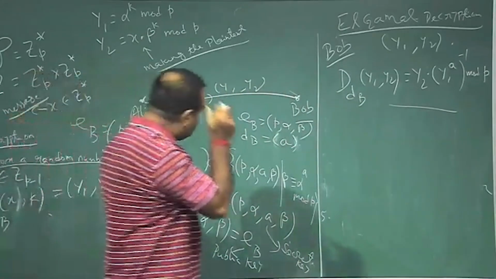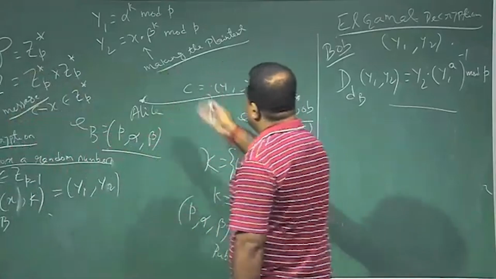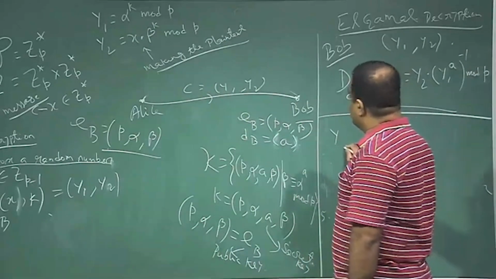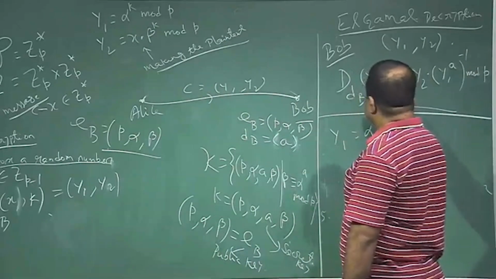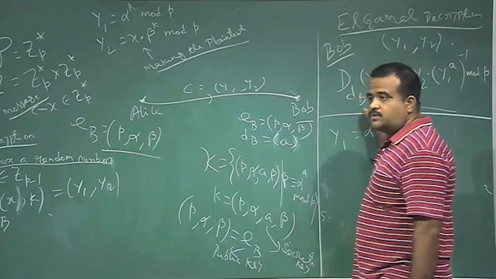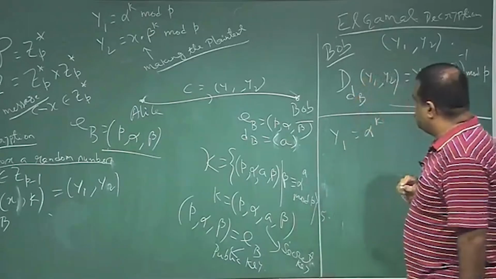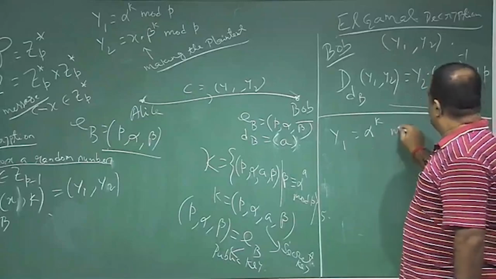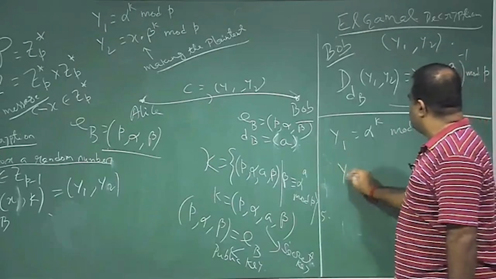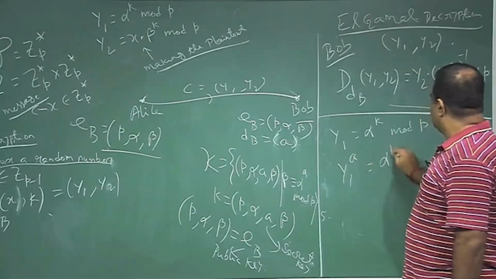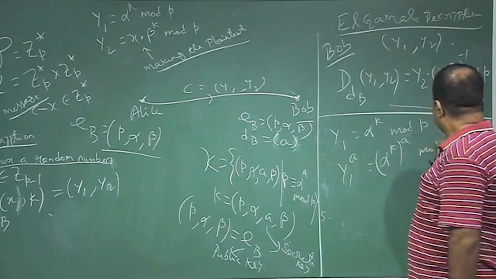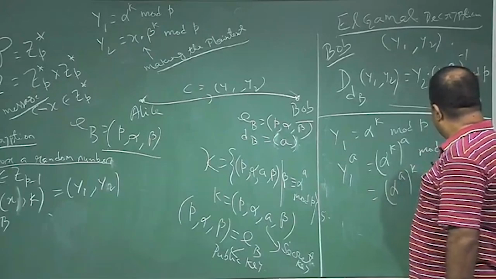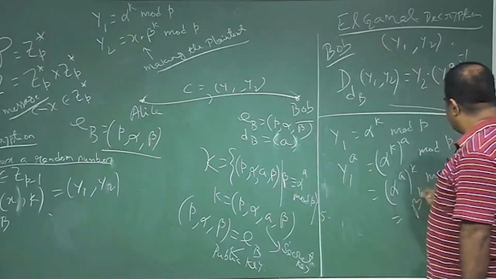This is because, see, y1 is alpha to the power k. Actually Bob is not knowing k. Without knowing k, Bob should be able to decrypt it. That is the beauty of this cipher. So y1 is this mod p. Now what is Bob doing? Bob is doing y1 to the power a, which is alpha to the power k, to the power a, mod p, which is nothing but alpha to the power a, to the power k, mod p, which is basically beta to the power k mod p.